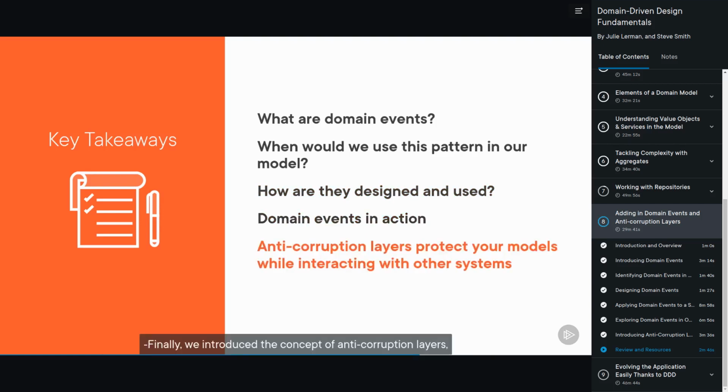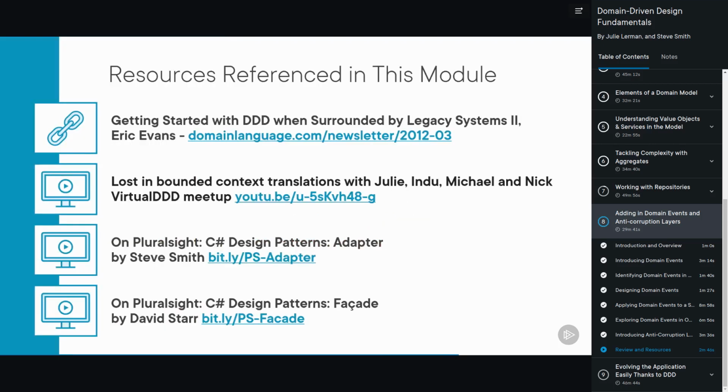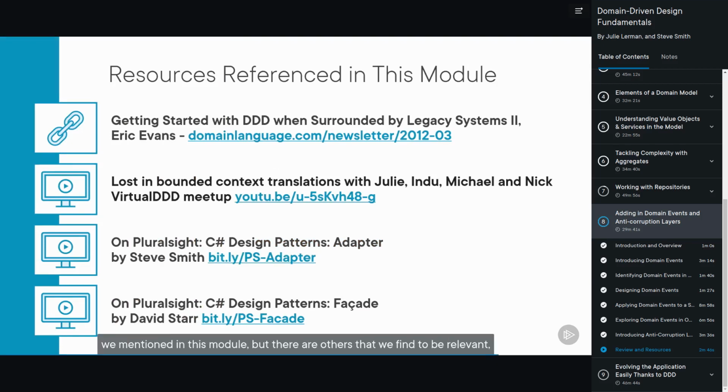Finally, we introduced the concept of anti-corruption layers, which use a variety of design patterns to insulate our model from the design choices of other applications or bounded contexts. Here are a number of resources where you can learn more about domain events and anti-corruption layers. Some of these, including a few Pluralsight courses, we mentioned in this module, but there are others that we find to be relevant even if we didn't explicitly mention them.